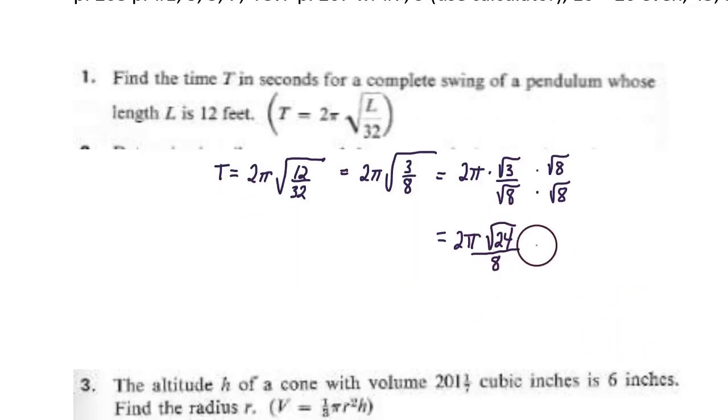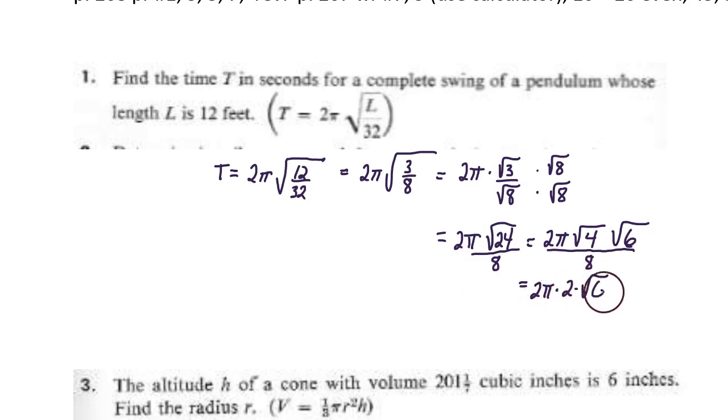Let's factor 24 by rewriting it as a pair of square roots, where one of the factors is a perfect square. Let's go with 4 and 6. Then we have 2 pi times 2 times the square root of 6 all over 8. What I've done there was replaced the square root of 4 with its value 2.